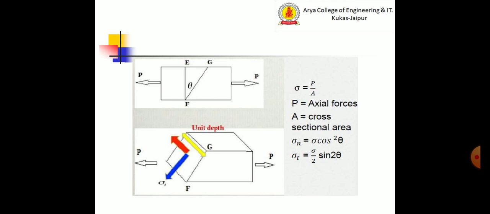In this figure you can see stress sigma equals force upon area, P is the axial force, A is the cross sectional area. The stress developed in the normal direction to the oblique plane, sigma n, will be equal to the stress sigma in the x direction times cos square theta, and the tangential stress, shown by the blue color, sigma t, will be equal to sigma upon 2 sin 2 theta.